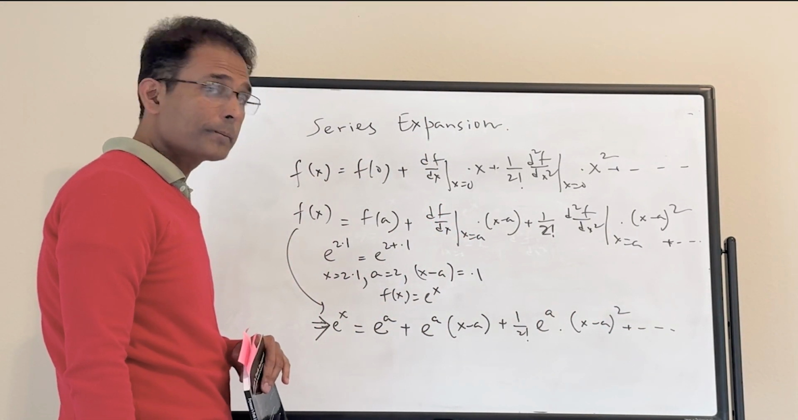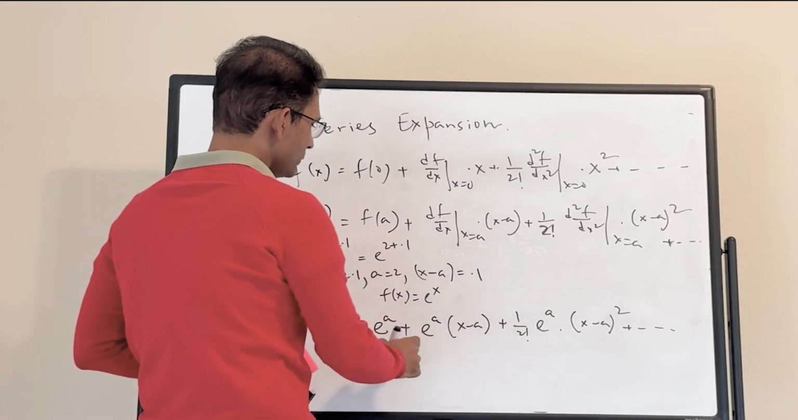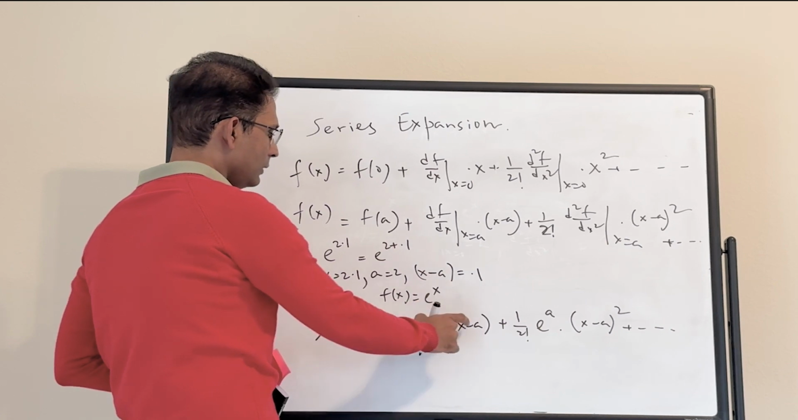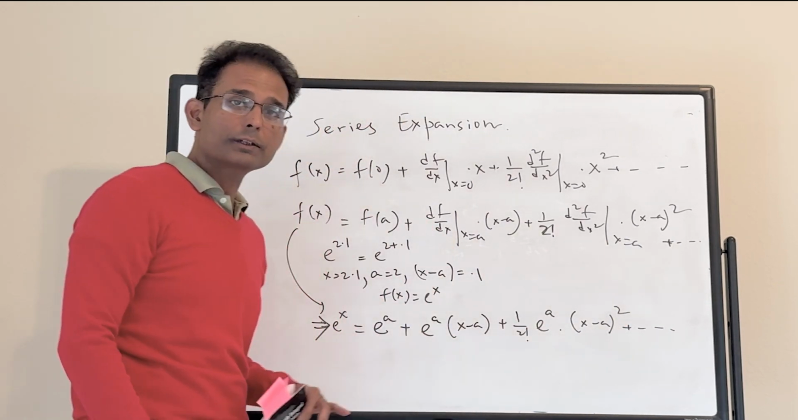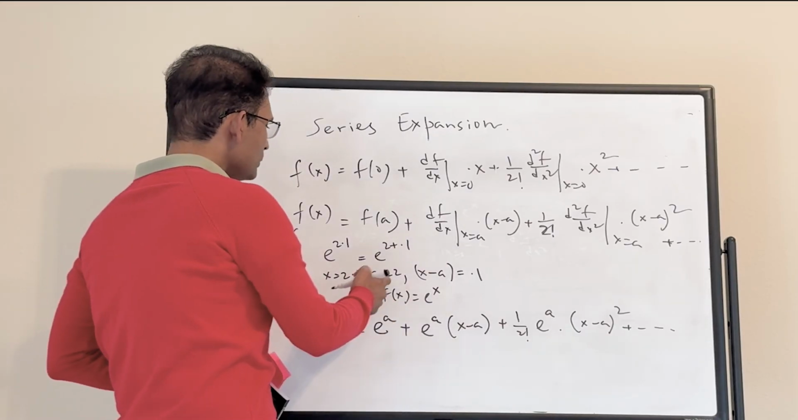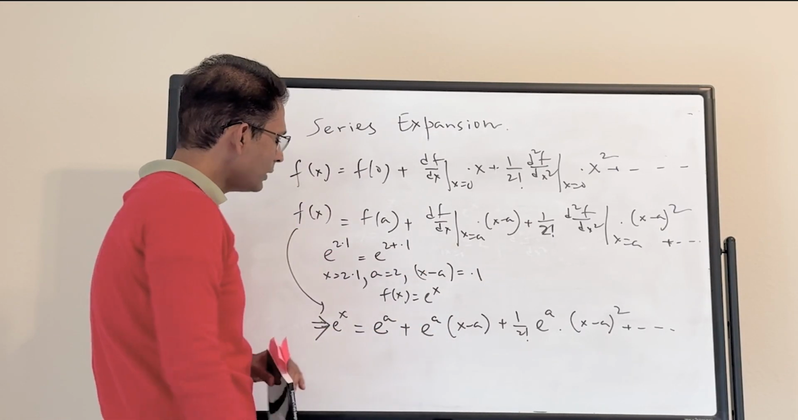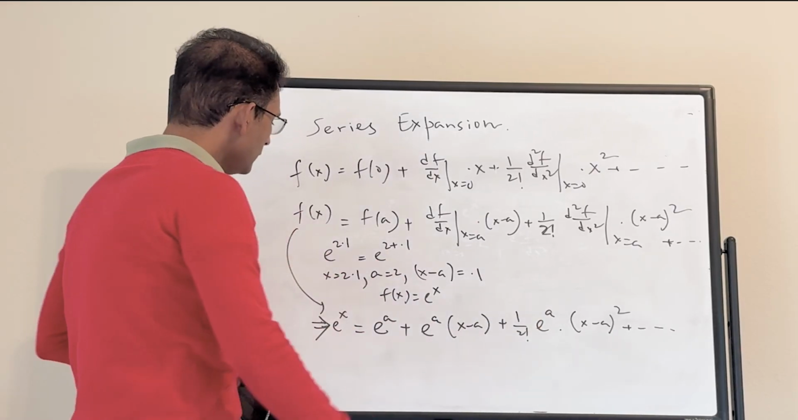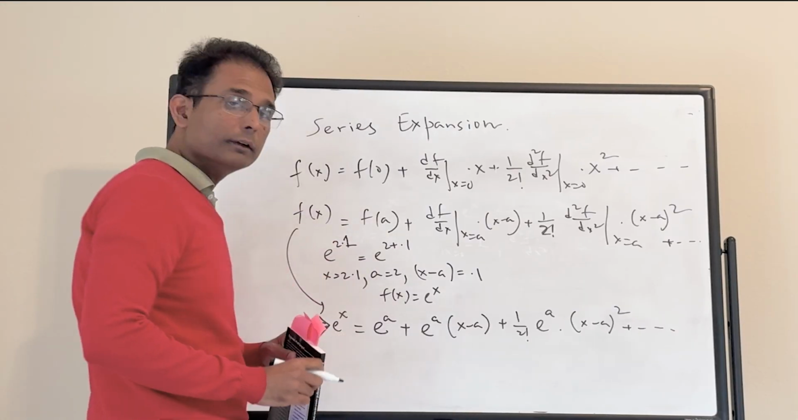Now, a is 2, so you know all these values, a and x minus a. So you can keep the first 3 terms, let's say. Choose a equal to 2 and x minus a equal to 0.1, and evaluate the right side. What you'll get is very close to the actual value of e to the 2.1.